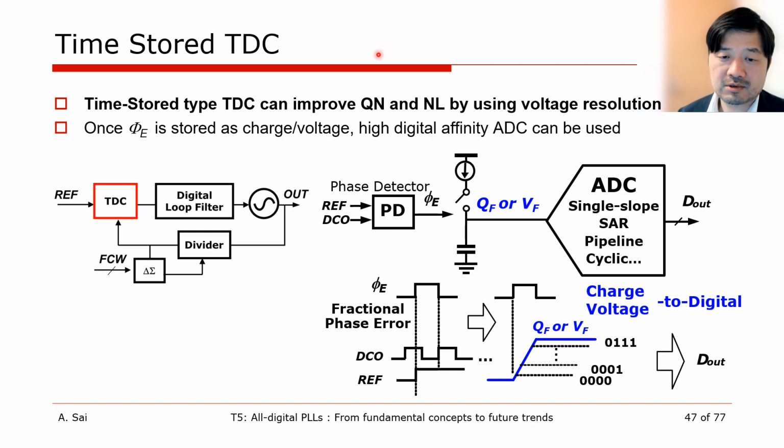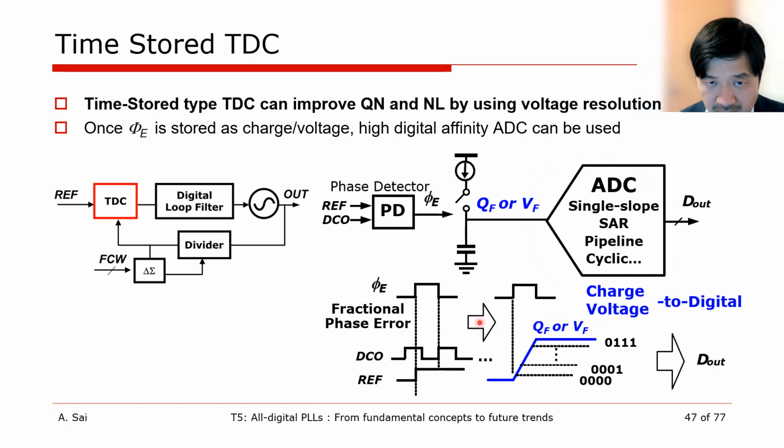This slide shows a concept of the time-stored TDC. A time-stored TDC is a type of TDC that stores time difference and phase difference information between the reference signal and DCO output as some kind of physical quantity, and then converts it to digital.